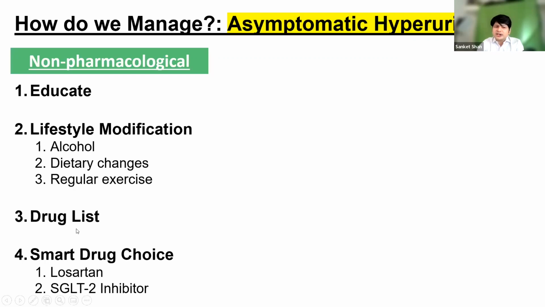You actually have to smartly see the drug list of the patient. If the patient has any other comorbidity, if you can change something from diuretic to losartan, it is the best thing you did for your patient, right? Because diuretics cause hyperuricemia, whereas losartan helps to reduce uric acid through the URAT1 channel. So smart drug choice: if your patient is hypertensive or diabetic, then losartan and SGLT2 inhibitors are two drugs which are shown to reduce uric acid level.